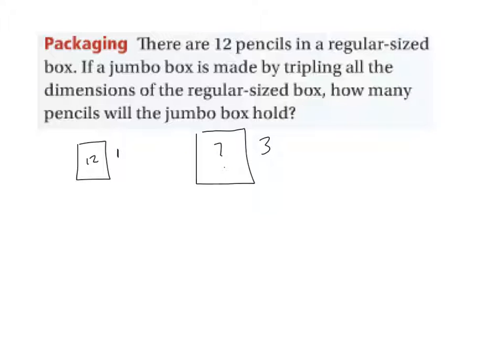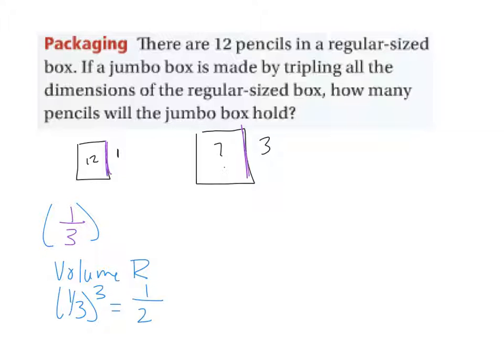So when I'm looking at my side lengths, my scale factor ratio, my ratio between the two shapes would be 1 to 3. Now, when you're thinking about 12 pencils, that's a volume question. There's normally 12 pencils in this problem. So first thing you have to do is figure out what is your volume ratio. Remember, volume ratio is taking your scale factor, your perimeter, so this would be 1/3, and cubing it. So my volume ratio is 1 over 27.